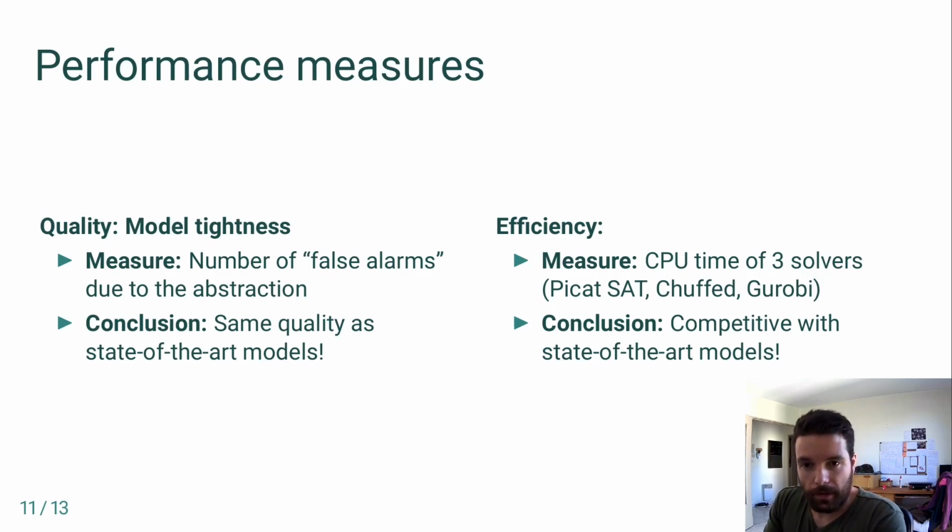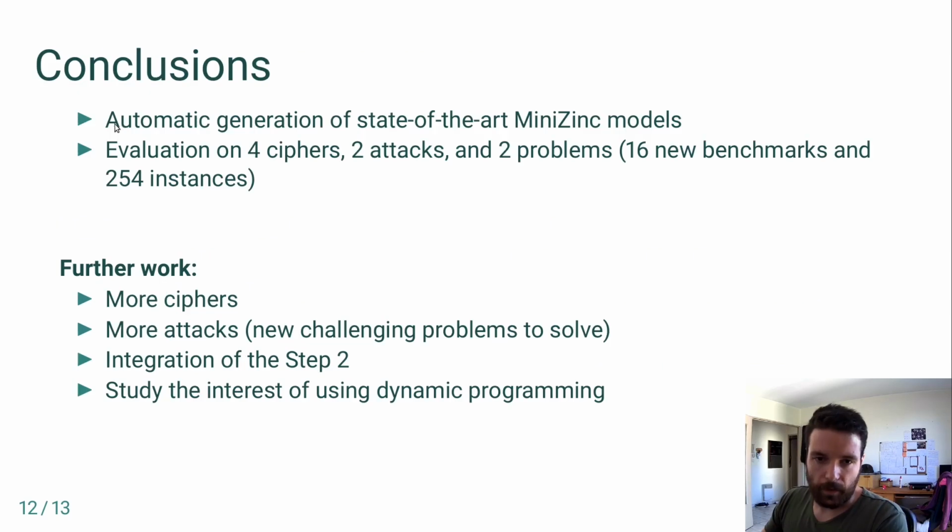Also, we tried to study the efficiency, so how fast the solvers can solve our models. So we used the CPU time for 3 solvers, which are Picat, Choco, and Gurobi. And for each of them, we get very similar results compared to the state-of-the-art. So we are able to generate automatically some models that are competitive with the state-of-the-art human-generated models.